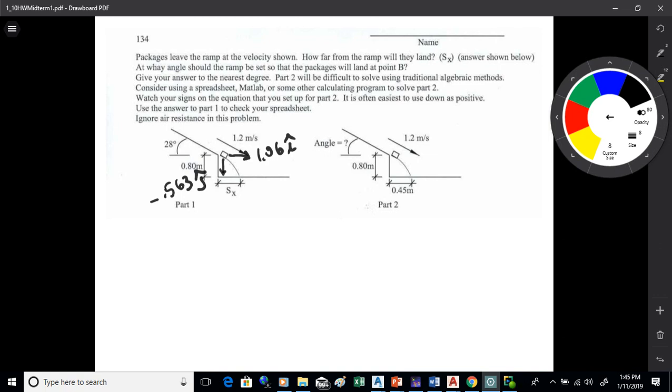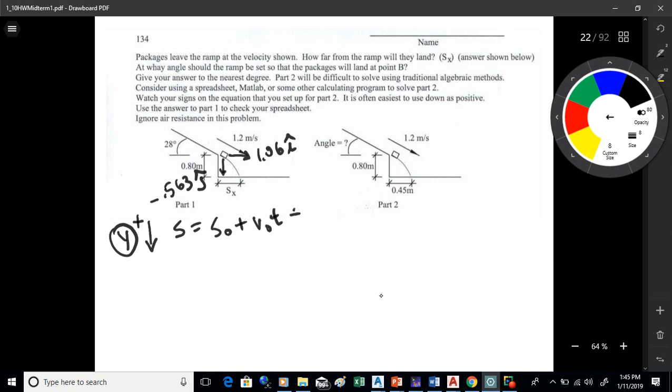Now the next thing that I want to do is part 1, which is just a trajectory problem. I want to get into y. And for me, it's easier on this because everything's moving down. I just called positive down, and that seemed to work a little bit better for me. And what I want to do then is apply the equation s equals s0 plus v0 t plus 1/2 a t squared. I've got constant acceleration, and that's due to gravity, and that's going down.